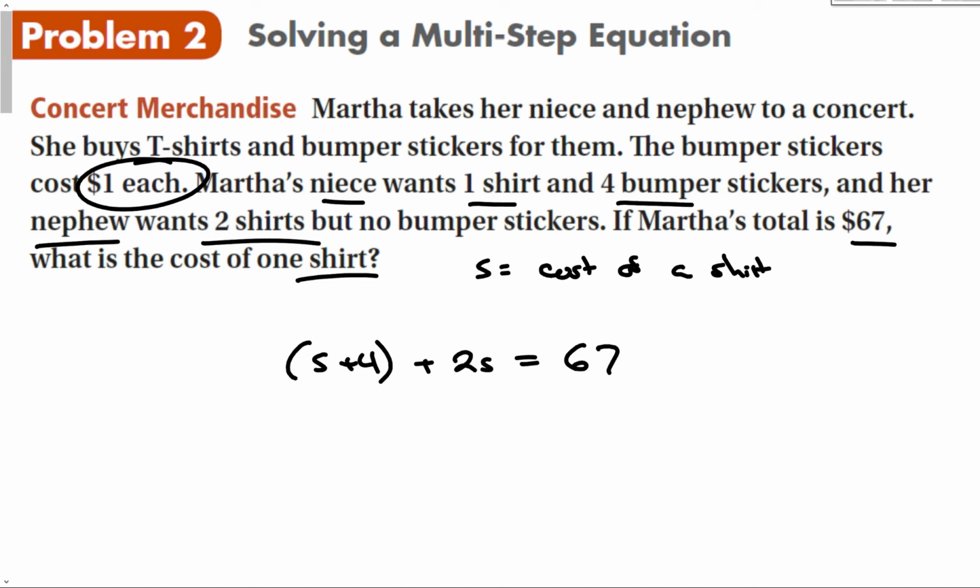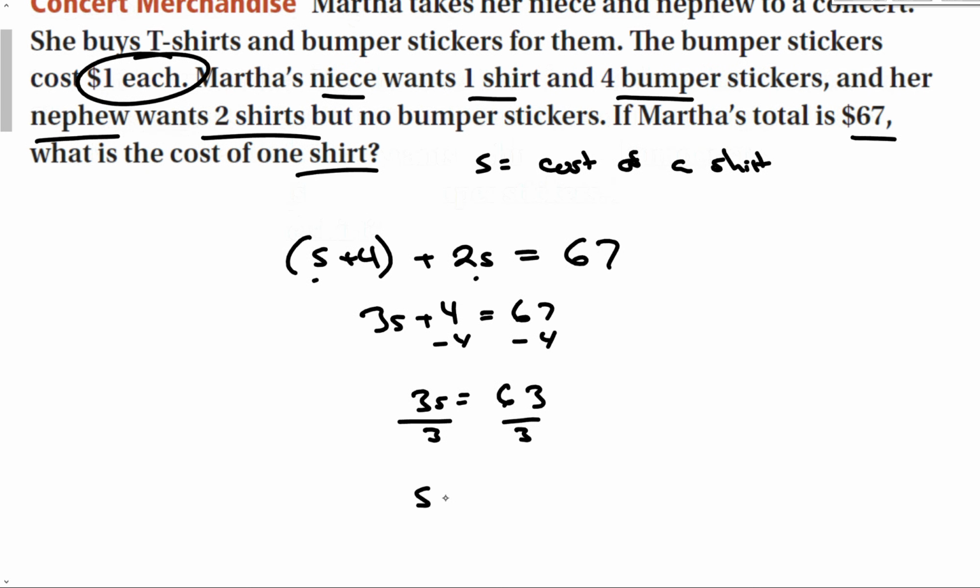Okay, so we broke down the problem and figured out an equation. Now all we have to do is solve it. So we have an S, we have a 2S, put them together. That's a 3S plus 4 is equal to 67. Subtract 4 from both sides, and we get that 3S is equal to 63. Divide out the 3, and we get that the shirt is equal to $21. Okay?